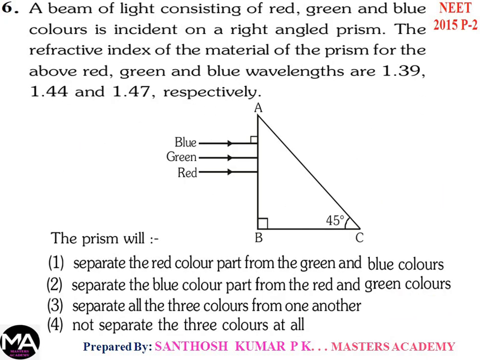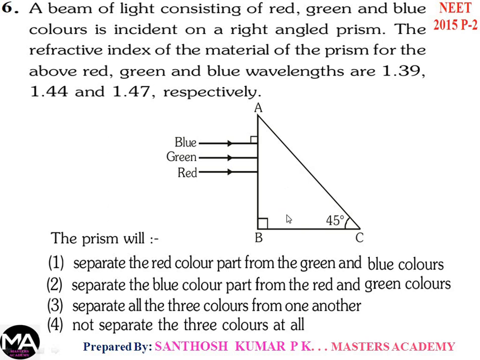So next problem. A beam of light consisting of red, green and blue colors is incident on a right angle prism. The refractive indices of the material of the prism for the red, green and blue wavelengths are 1.39, 1.44 and 1.47 respectively, as shown here. Then the prism will, they have given 4 options: separate the red color part from the green and blue colors; separate the blue color part from the red and green colors; separate all the 3 colors from one another; not separate the 3 colors at all.